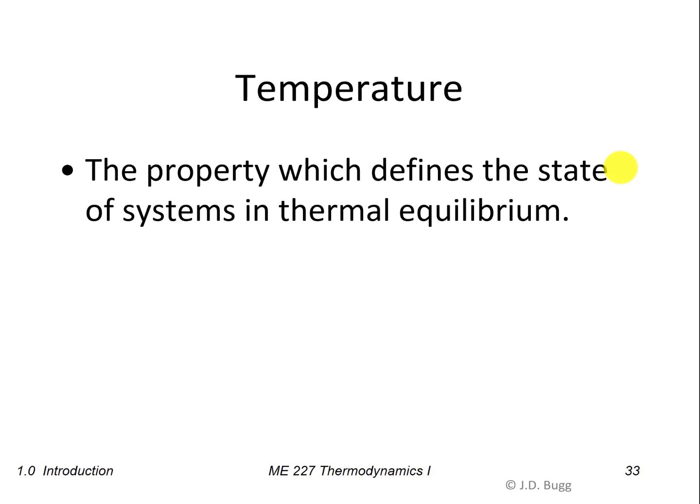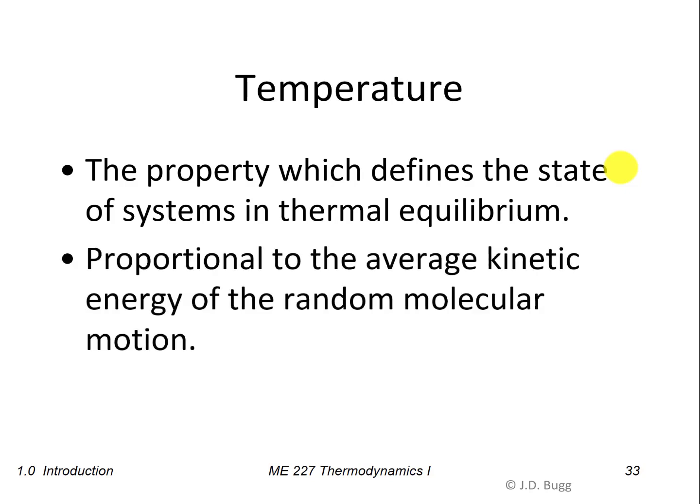Temperature is the property that defines the state of systems in thermal equilibrium. And it's actually proportional to the average kinetic energy of the random molecular motion. So that random molecular motion that we talked about when we were talking about internal energy, the kinetic energy of that random molecular motion, is proportional to temperature. So you can think of temperature really as a direct measure of the kinetic energy of the molecules as they're randomly moving around and bouncing off the walls of the container and bouncing off each other.